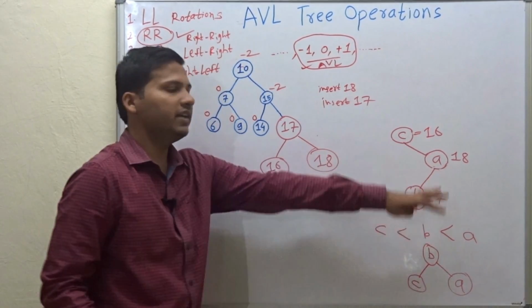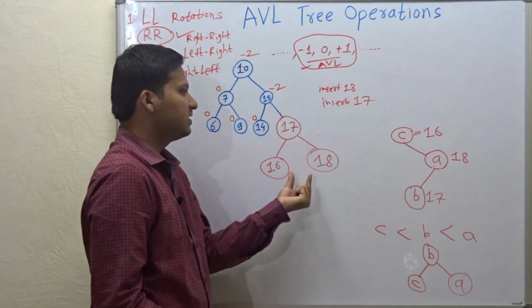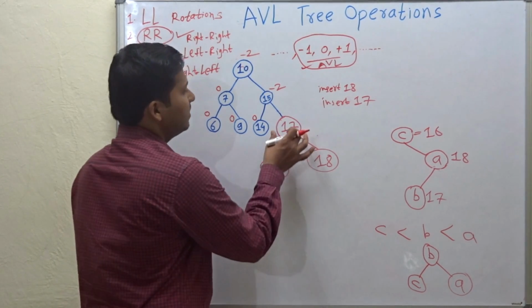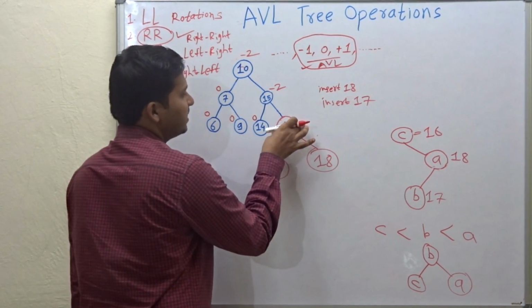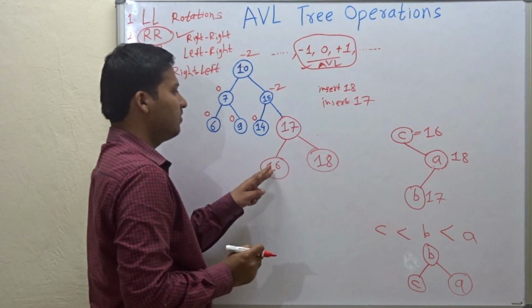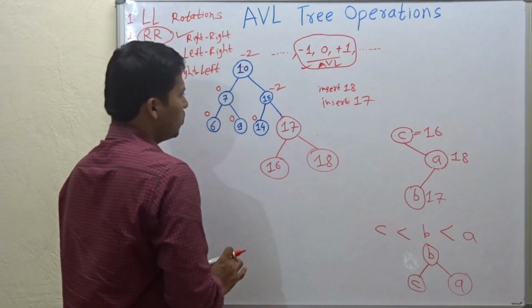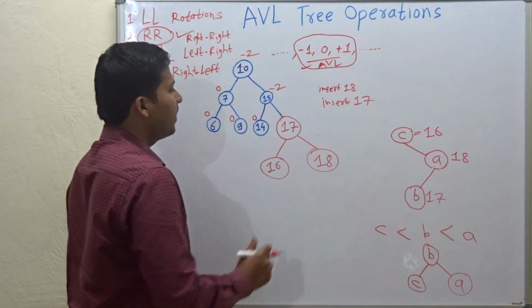There is no need of writing all this also. You can just directly take the numbers here, sort them, write the middle number at the place of the imbalance node, to the left the lesser value and to the right the greater value. So in this way now we have balanced the tree.